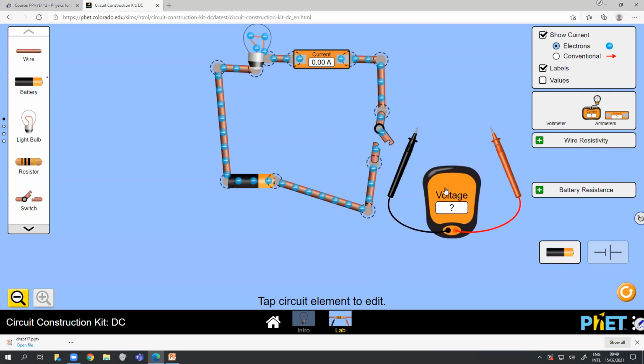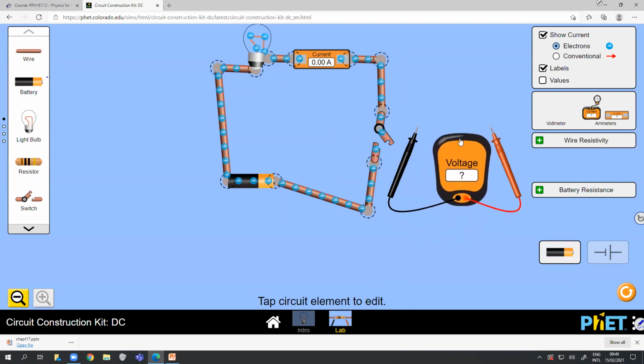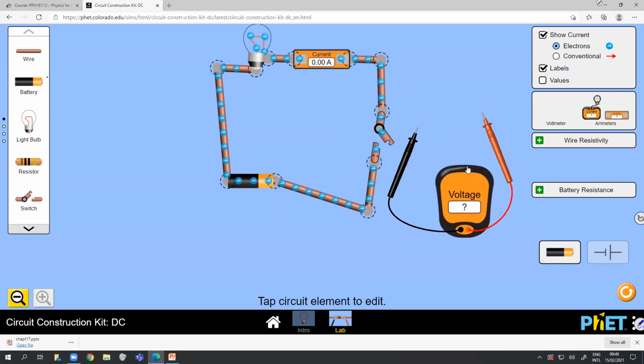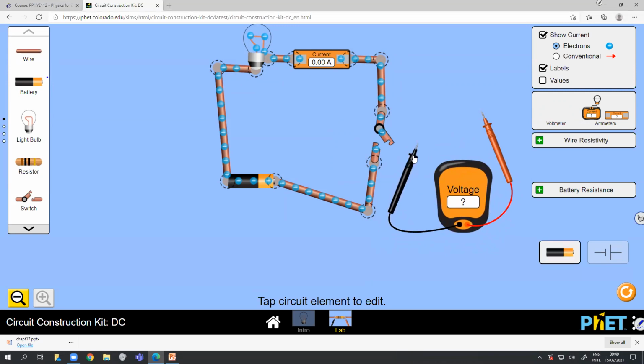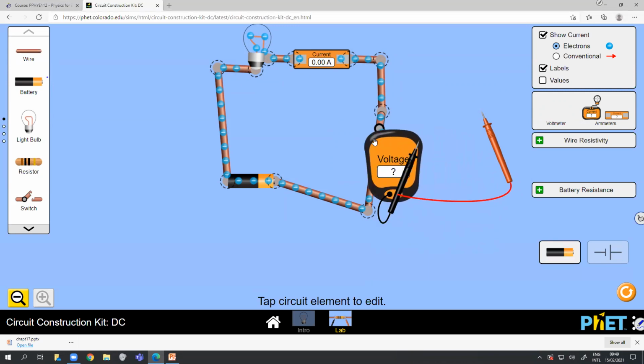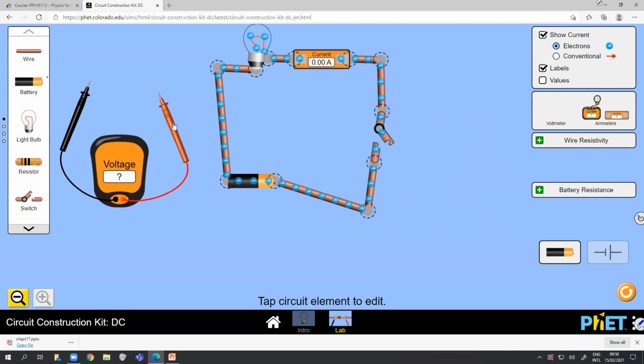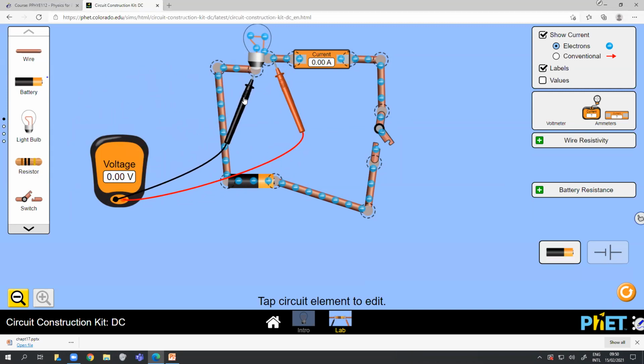Then I want to measure the voltage. How do I drag it? Why can't I move it? Okay, never mind. I want to move the whole thing. The voltmeter has to be connected in parallel. I want to know the potential difference, or the voltage, across the bulb. So I need to connect one end of the voltmeter to one end of the bulb and the other end to the other end of the bulb.